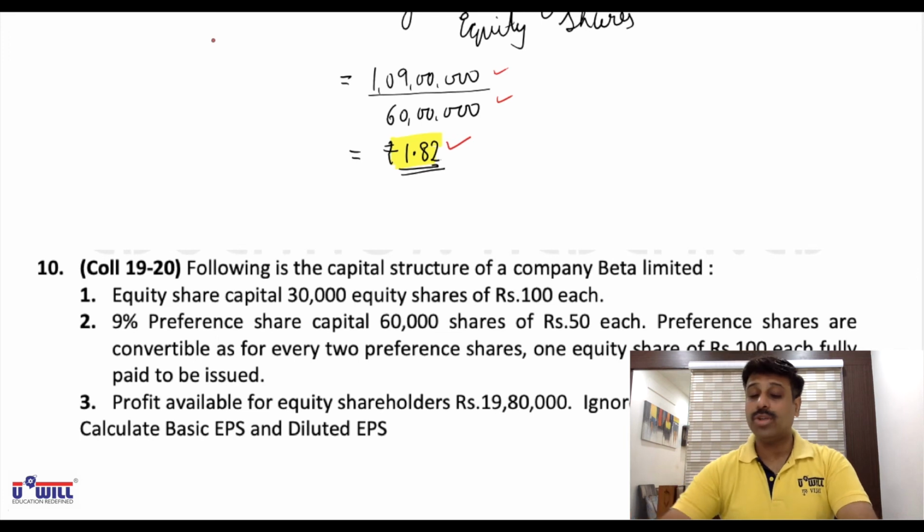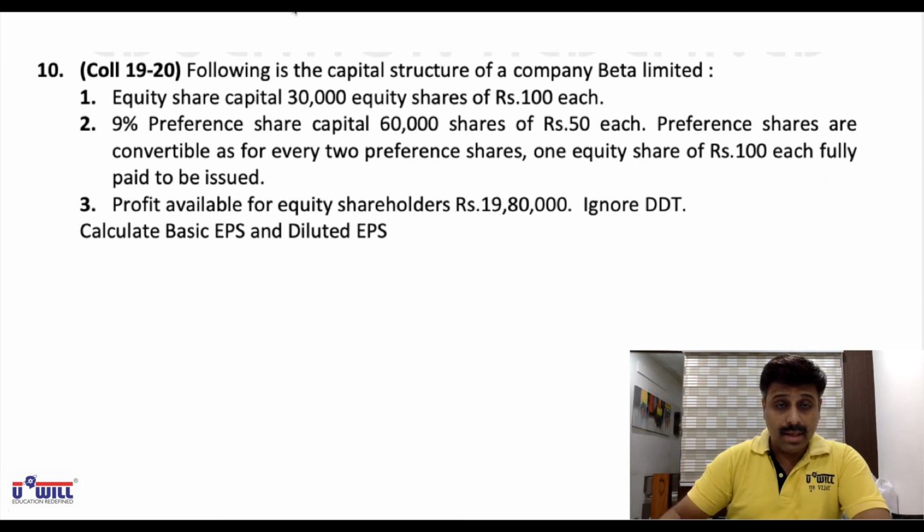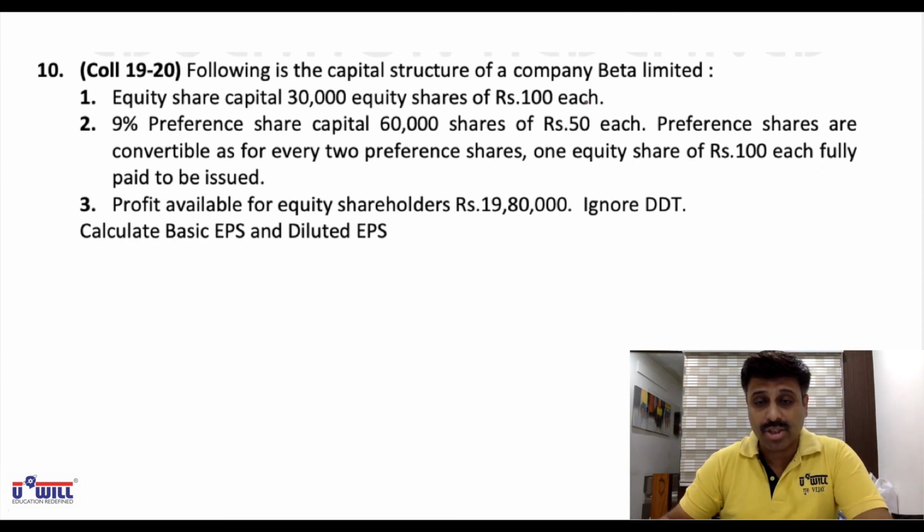Now we take up the question on preference shares. This was based on convertible debentures. Now we take up the question on convertible preference shares. Look at question number 10. Now look at question number 10, everyone, be attentive. Following is the capital structure of a company, Beta Limited.